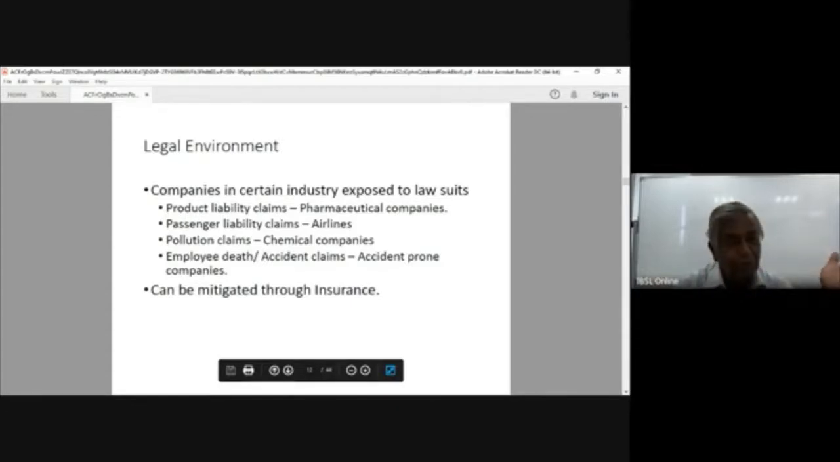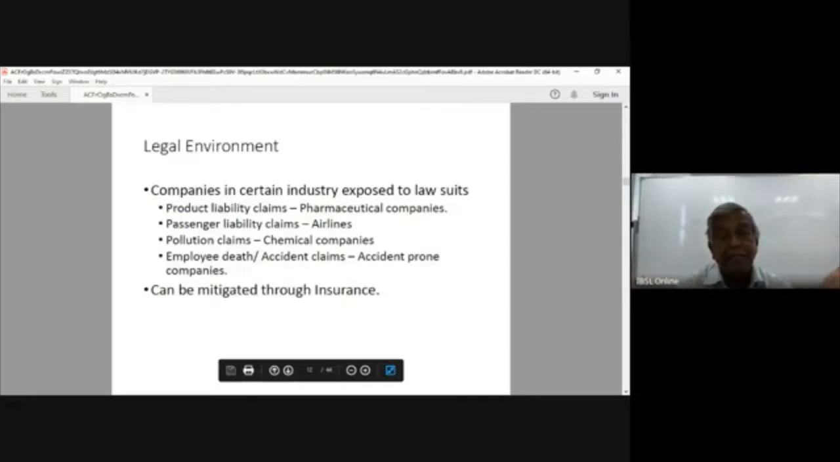As I told you a little while ago, the Indian, Singapore, and Sri Lankan Ratupassala examples. Pollution claims, chemical companies are more prone to these cases. Then employees' death, accident claims. There are accident-prone companies, industries. Certain industries, certain machines, the operators have to be very, very careful. There are so many accidents. If they are thinking of something else and put their hand in, the hand is gone.